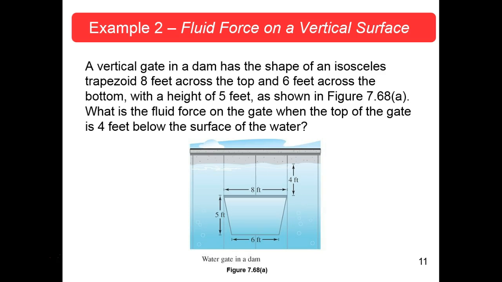So this is a gate that you have somewhere in the dam. You open it up, water comes rushing out and turns your turbines or whatever, if that's a hydroelectric dam. Okay. So it's an isosceles trapezoid, 8 feet across the top, 6 feet across at the bottom, height of 5 feet. So the deviation here and here, in other words, is 1 foot on this side and 1 foot on that side. Okay. What is the fluid force on the gate when the top of the gate is 4 feet below the surface of the water?